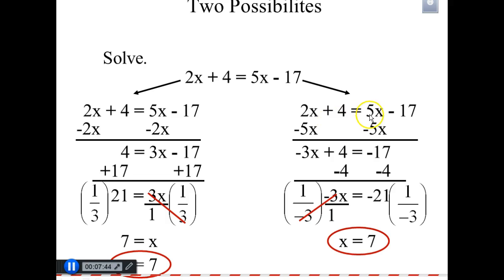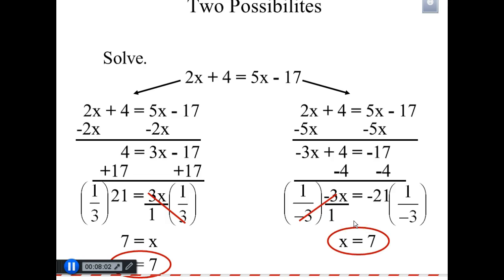The right-hand side says, you know what? At the end, I like having the variable on the left and the number on the right. So no matter what, if it's negative, positive, doesn't matter, I'm always going to move the variables to the left and always the numbers to the right because I just kind of like that format. It's consistent. Every problem's the same.